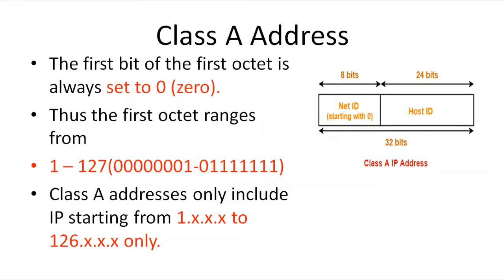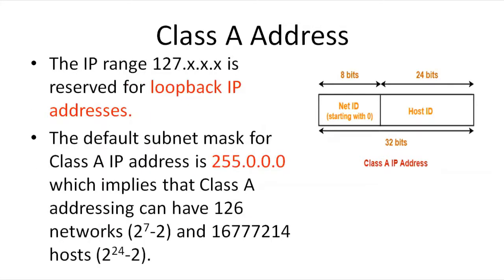That means IP addresses starting from 1.x.x.x to 126.x.x.x. What about 127? 127 is a loopback address. Here the default subnet mask for the class A address is 255.0.0.0. That means addresses can have 2 power 7 networks and 2 power 24 minus 2 hosts.